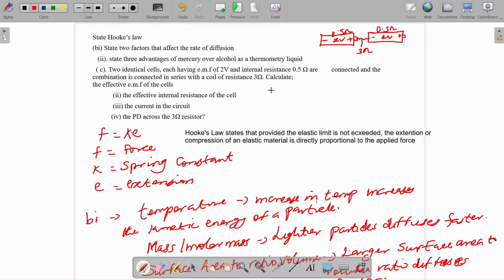So the effective EMF equals the total EMF, that is 2 volts plus 2 volts, which is 4 volts. That is the total EMF, because they are all in series, and voltage in series always adds up.